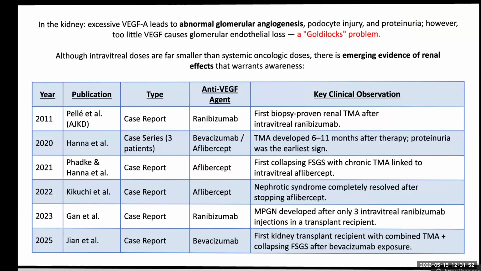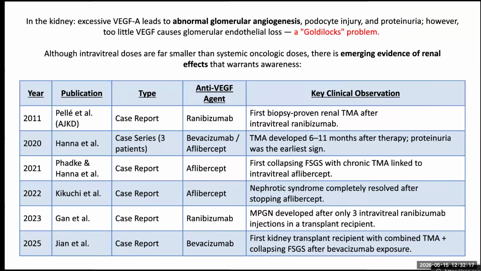Then again, some case reports with similar medication. One noted collapsing FSGS and nephrotic syndrome after stopping aflibercept, which resolved. Then some case reports with ranibizumab causing MPGN, and bevacizumab was noted to have TMA and collapsing FSGS. So overall, all of them have contributed to causing TMA in these case reports.